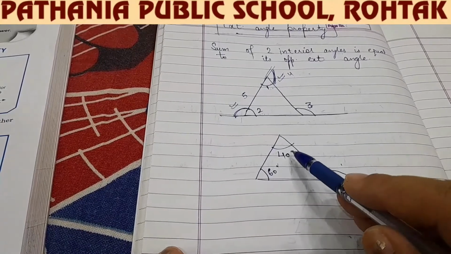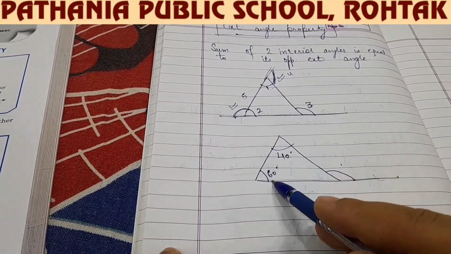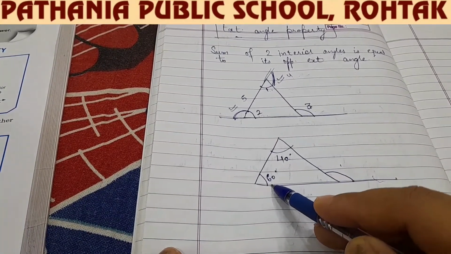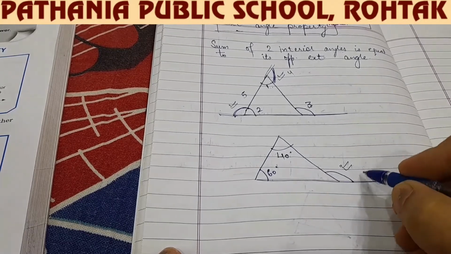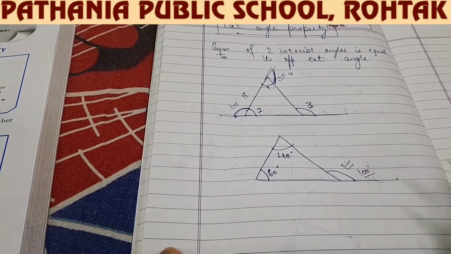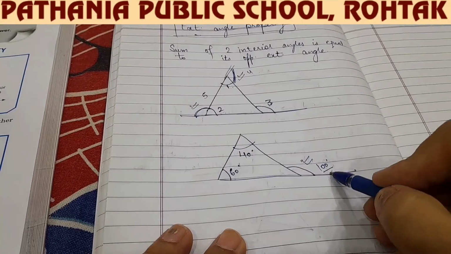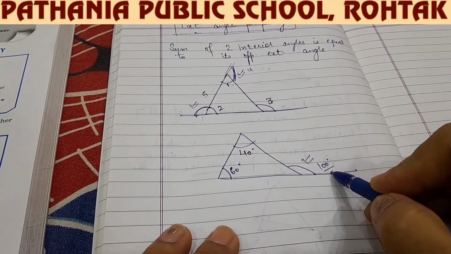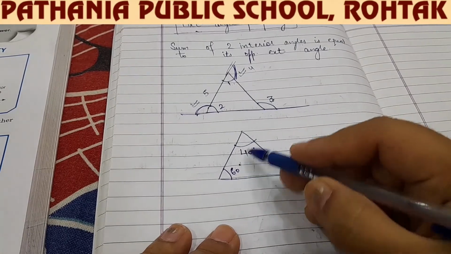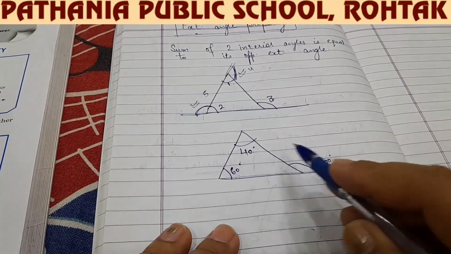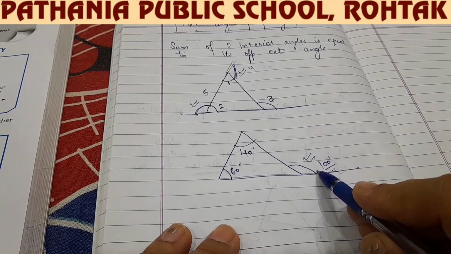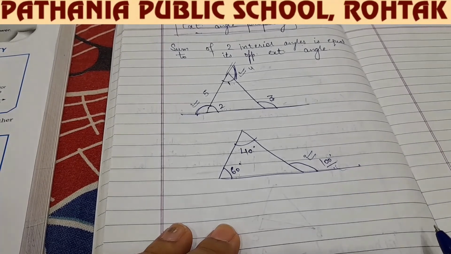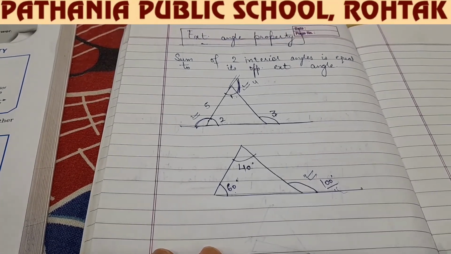So if 1 is given as 40 and this is given as 60, this angle will be equal to 100 degrees. Why? Because of the exterior angle property. And exterior angle property says the sum of two interior angles is equal to the one opposite exterior angle. Clear? Thank you everyone.